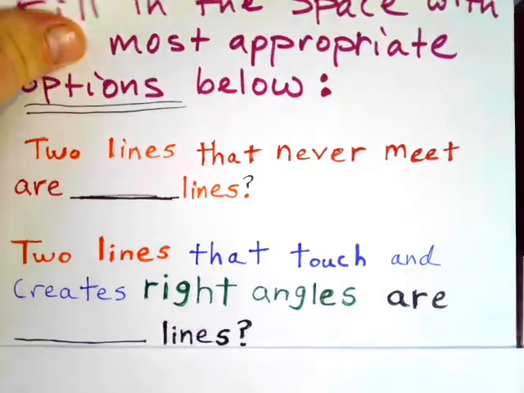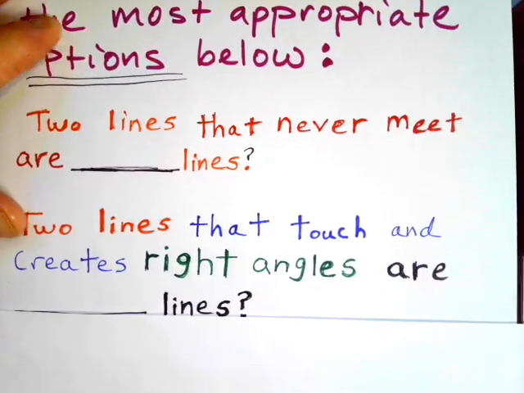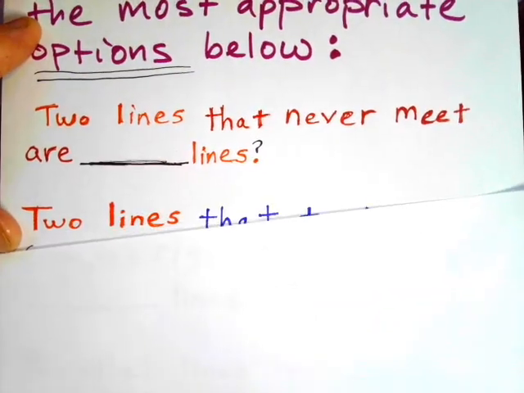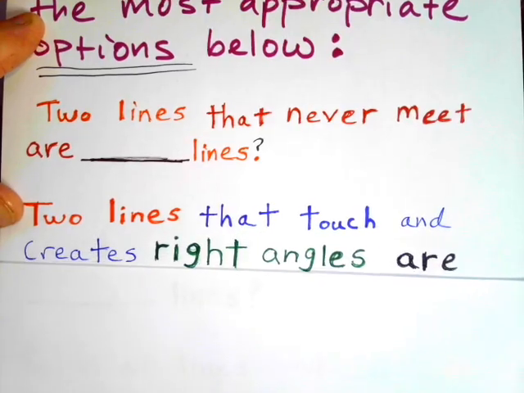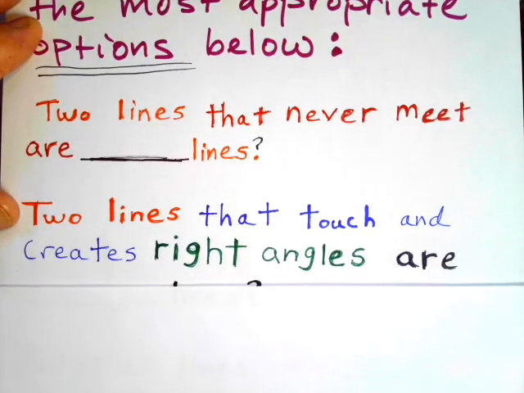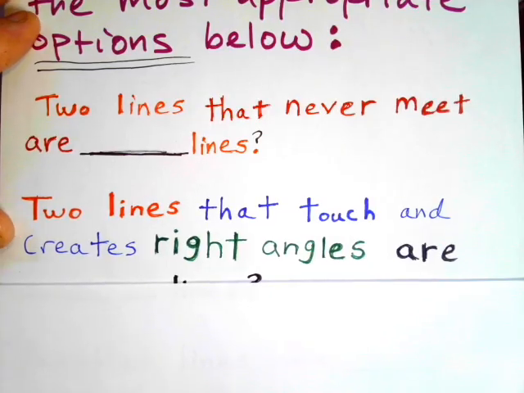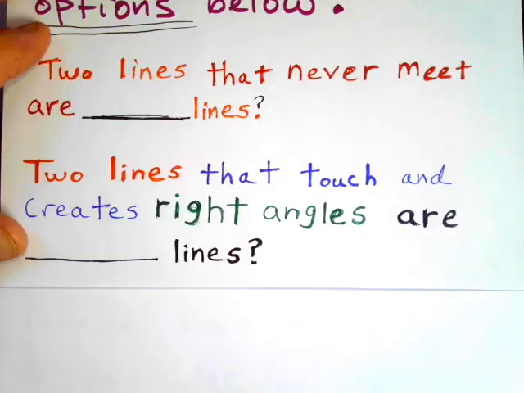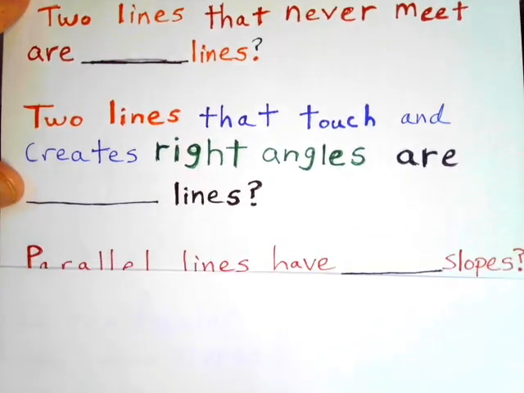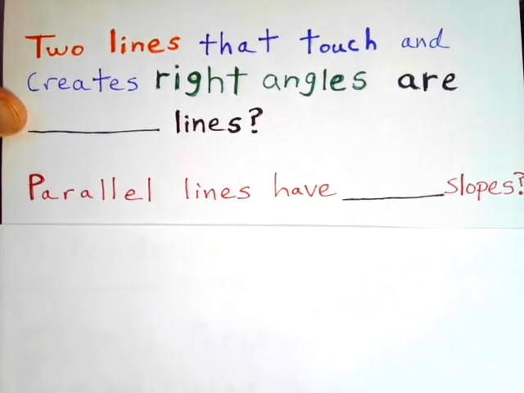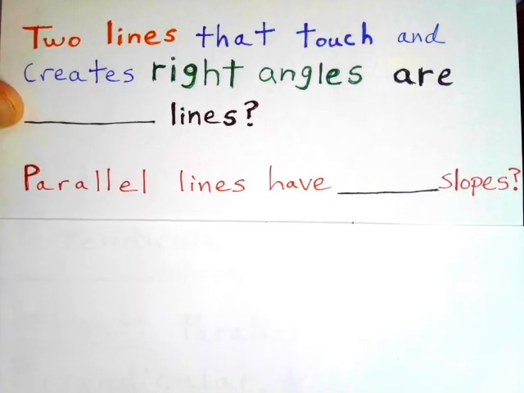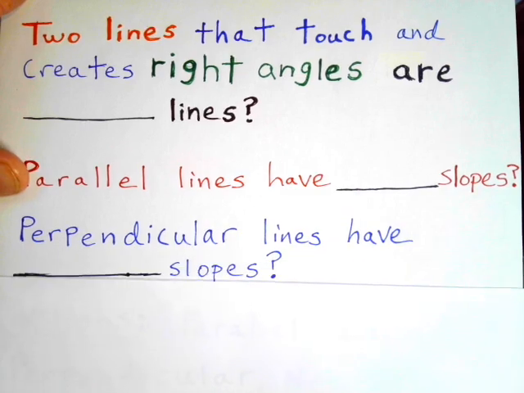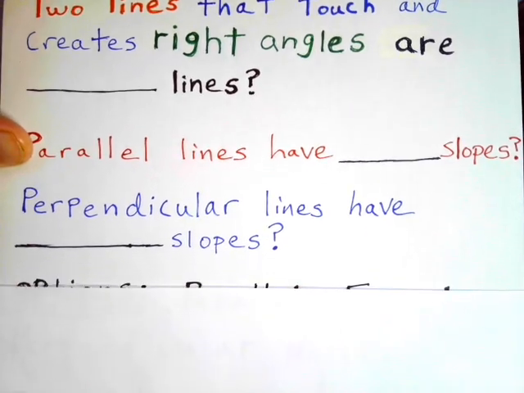And so here we go. Two lines that touch... well, I'm having a hard time. I apologize here. Let me see if I can do this. Two lines that touch and create right angles are blank lines. Okay, I'm going to keep going here. Parallel lines have blank slopes. Perpendicular lines have blank slopes.